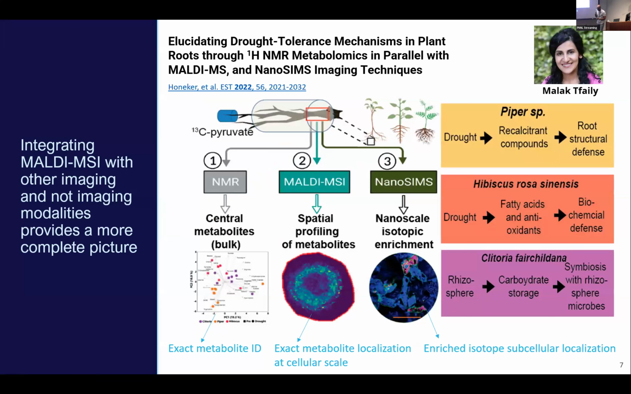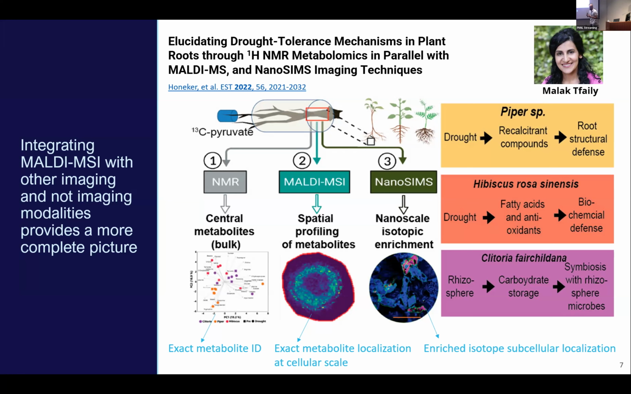Another example that I want to show is the work of Malak, and she will have a talk tomorrow, I think, so maybe she will cover some of this. It is how we can combine MALDI mass spectrometry imaging with, for example, NMR and NanoSIMS to elucidate drought tolerance mechanisms in plant roots. Here I want to highlight that each of those techniques has a different output. For example, NMR will give us exact metabolite ID. However, we will lose spatial information there. But when we use MALDI mass spectrometry imaging, we can reveal exact metabolite localization at cellular scale.